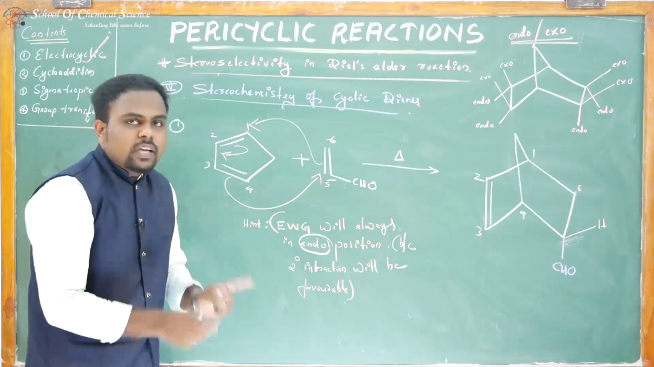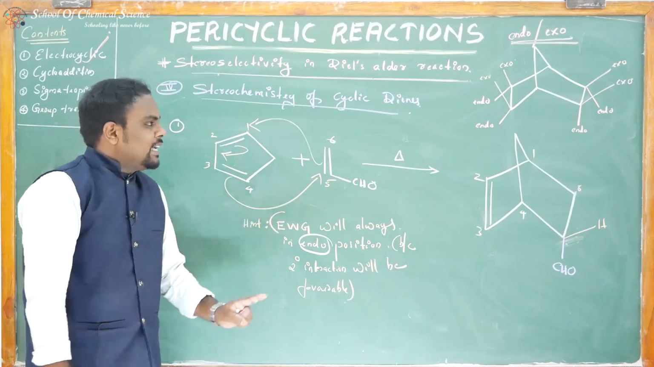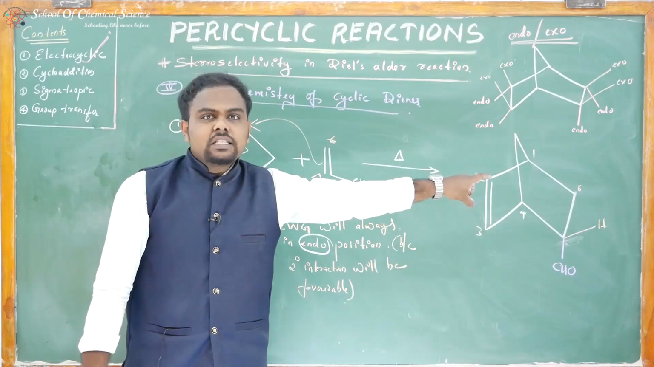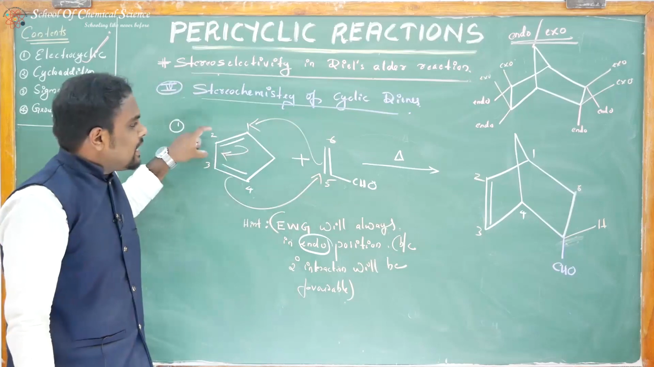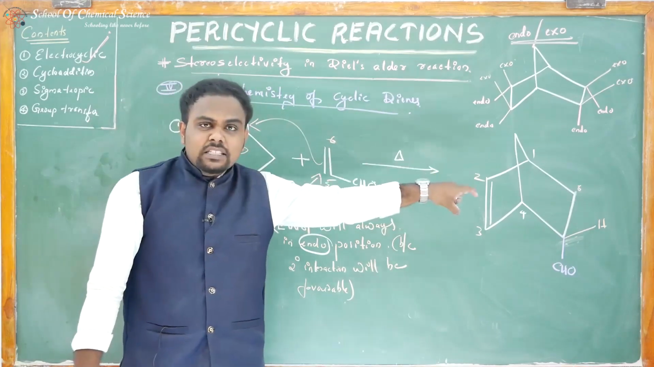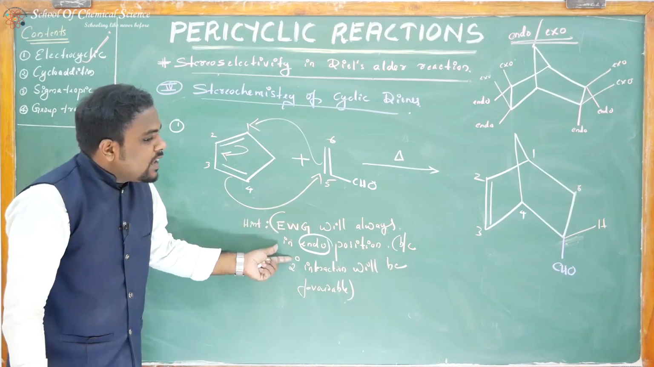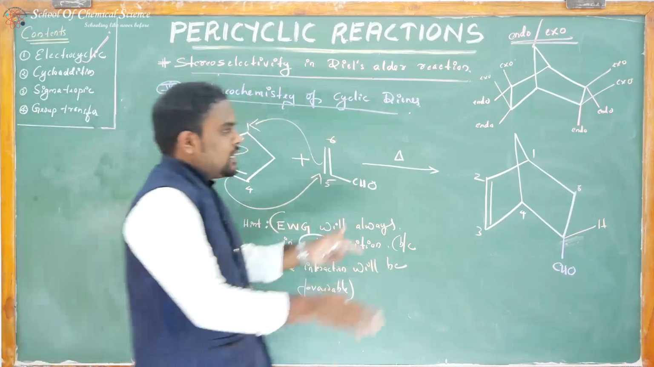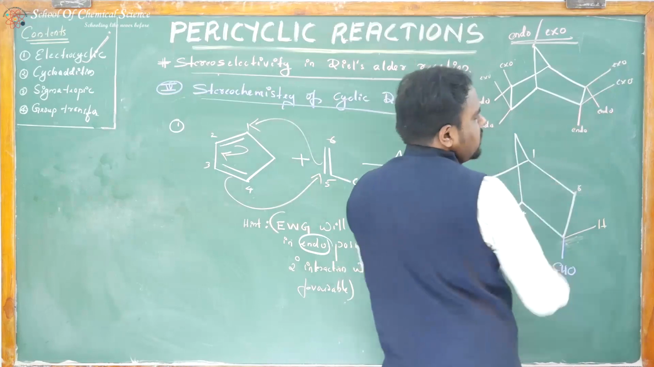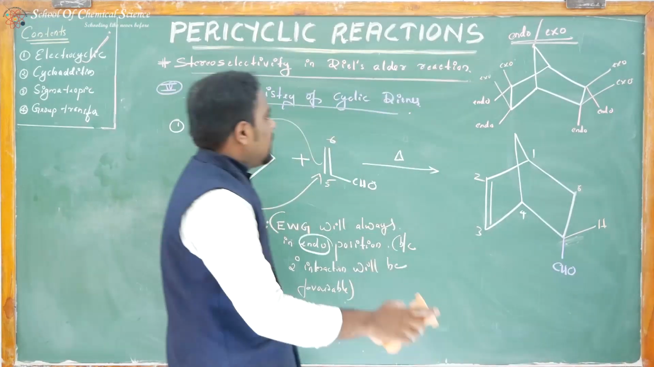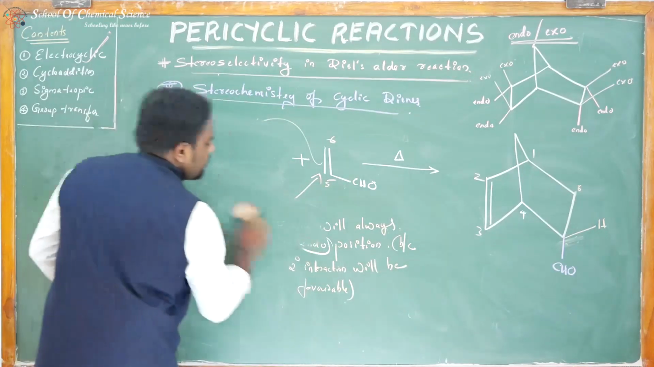So that is the stereochemistry of cyclic dienes. In the case of a cyclic diene, the product will be a norbornene system. In such cases, the electron withdrawing group will always be in the endo position. Endo is the downward position of that curved cyclic product. Okay, then the second question.